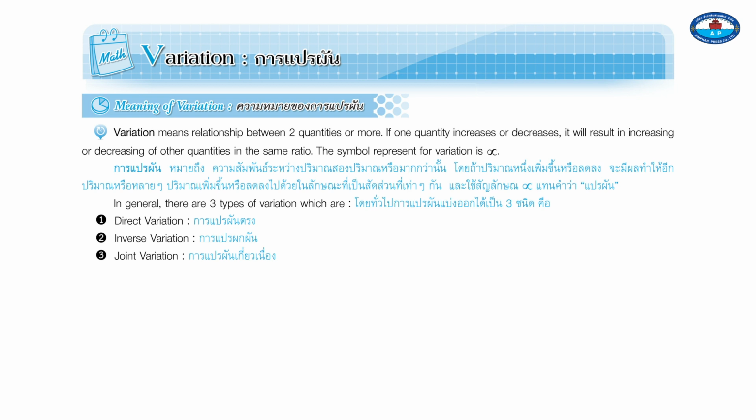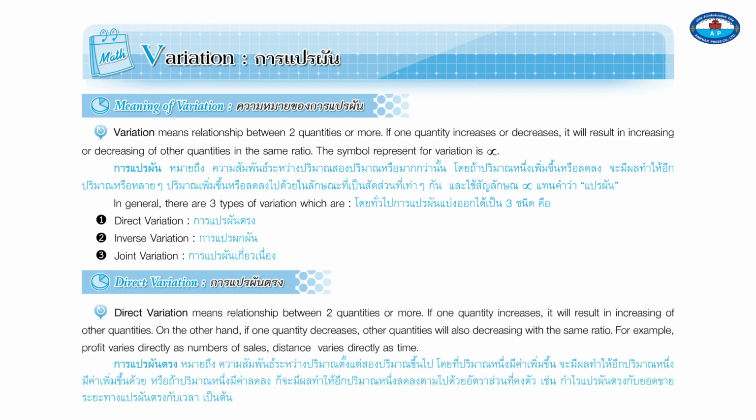1. Direct variation, 2. Inverse variation, 3. Joint variation. Direct variation. Direct variation means a relationship between two or more quantities.